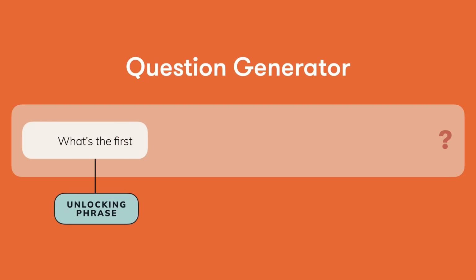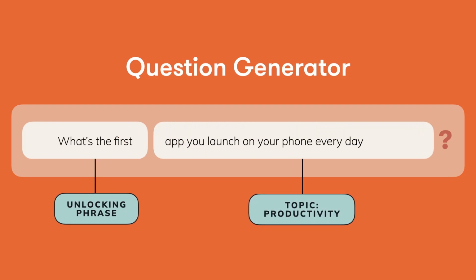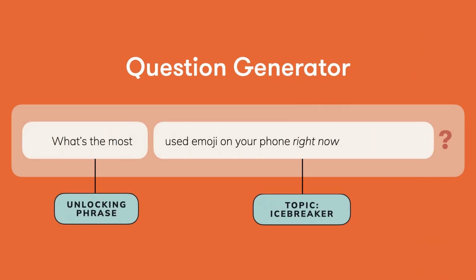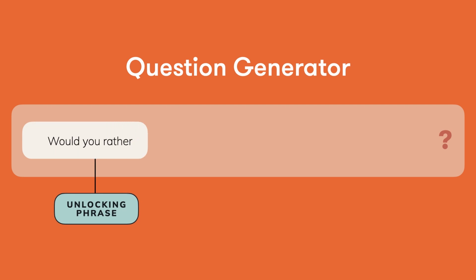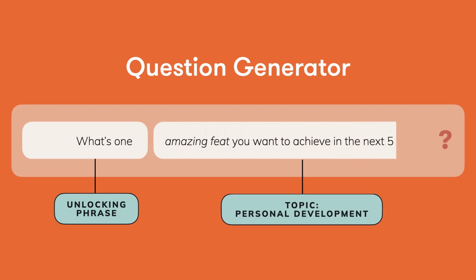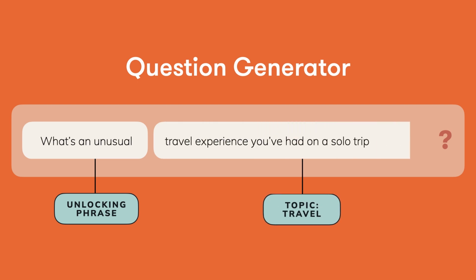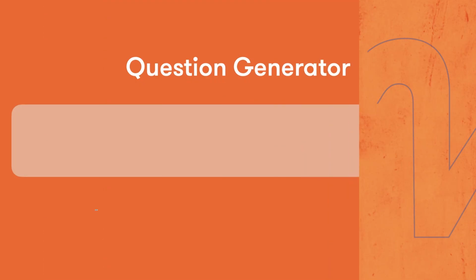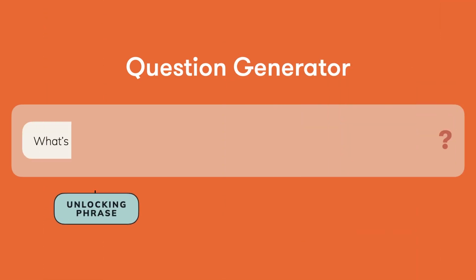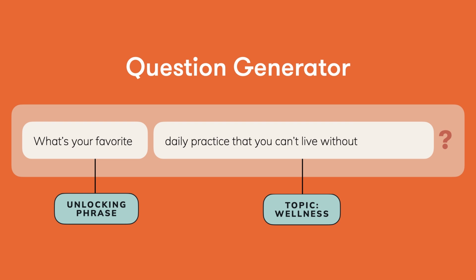So let me give you some examples of great community questions. What's the first? That's the unlocking phrase. App you launch on your phone every day. Or another one would be, what's the most used emoji on your phone right now? Another one would be, would you rather get a letter from a good friend or a phone call? What's one amazing feat you want to achieve in the next 5 years? And what's an unusual travel experience you've had on a solo trip? Here's another one. If you could work with any leader in any company, who would it be? And finally, what is your favorite daily practice that you can't live without?